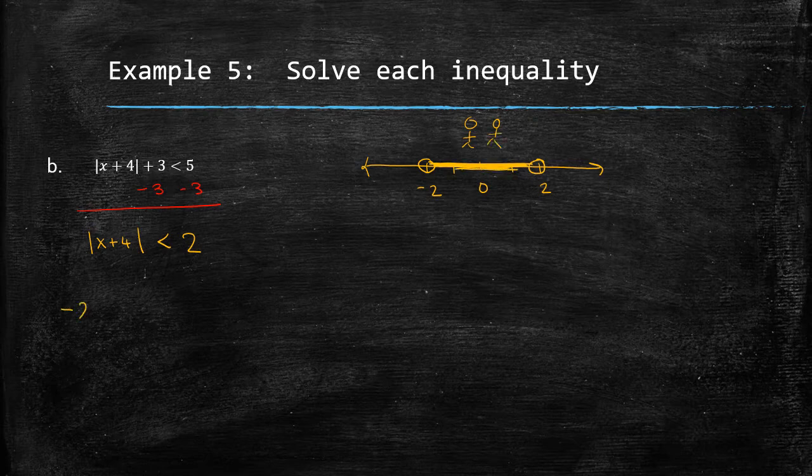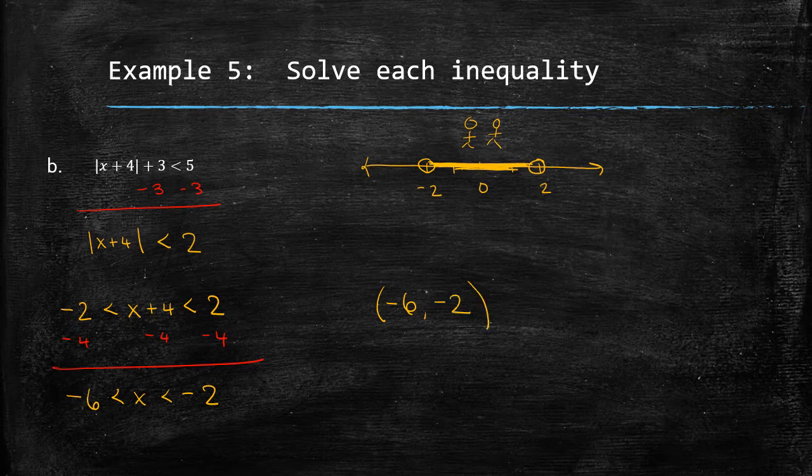So -2 is less than x plus 4, which is less than +2. Subtract 4 from all 3 parts, and we have -6 is less than x, which is less than -2. Interval notation, -6 to -2 with parentheses, or set builder notation, all real numbers x such that -6 is less than x is less than -2.